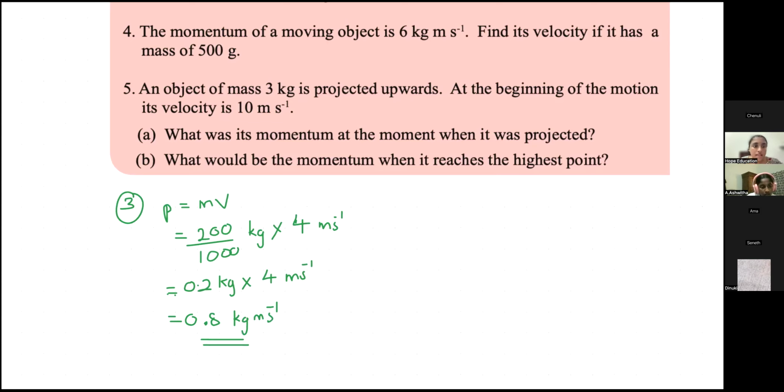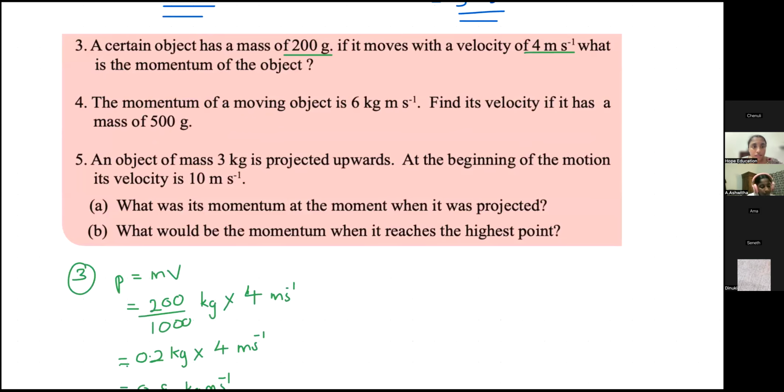Okay. Then let's look at the fourth one. Ashwita, what did you get? I got 12 ms minus 1. Okay, we'll see. P equals mv. This time they have given the momentum as 6 kg ms minus 1. Mass is 500 grams, we have to convert it to kilograms, then it would be 0.5 kilograms. And velocity we do not know, that is what we have to find.